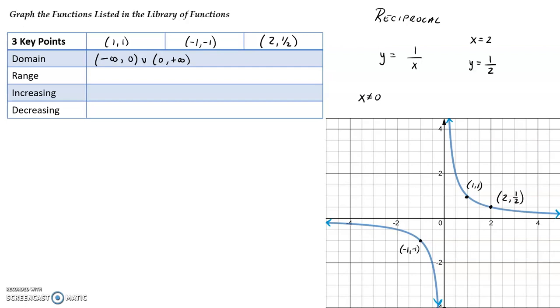When I'm looking at the range, I want to know how far up and down our graph is going. Notice that I'm not allowed to have a y value of 0 in this case either. It doesn't cross that x-axis at all. So my graph is going all the way from negative infinity up to 0, but I'm not including the 0. And that's going to pick right back up and go from 0 to positive infinity.